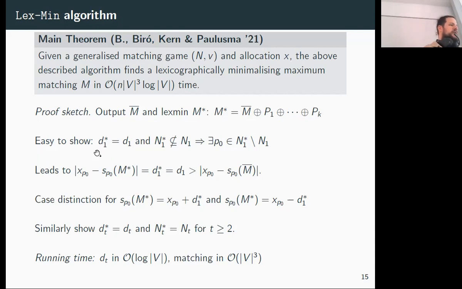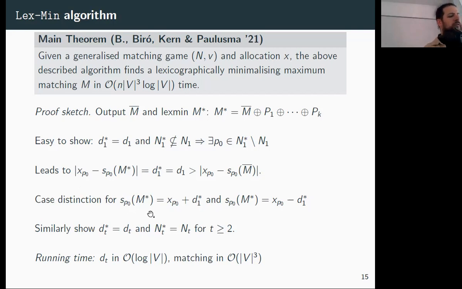The part that is easy to show is that the value of the largest deviation is the same for the lex-min matching and the output. And it's also easy to show that the countries receiving this largest deviation under a lex-min matching are not the same for the output. So there's a country P0 in this set, which means that M star prescribes a deviation of D1 star for this P0 country, whereas our output prescribes something smaller. At this point, we have to distinguish between two cases of the absolute values, but the two cases are completely similar. So I'm only going to talk about the first one, and I'm going to talk about it in a moment.